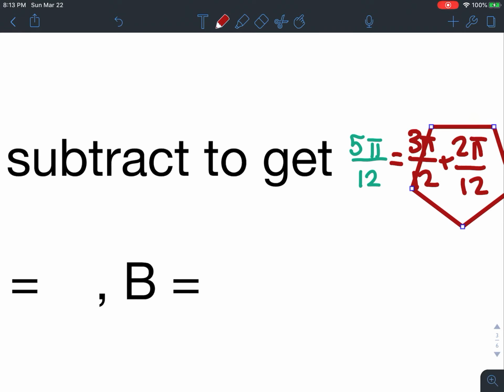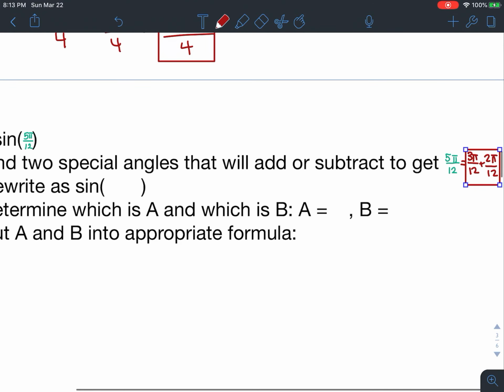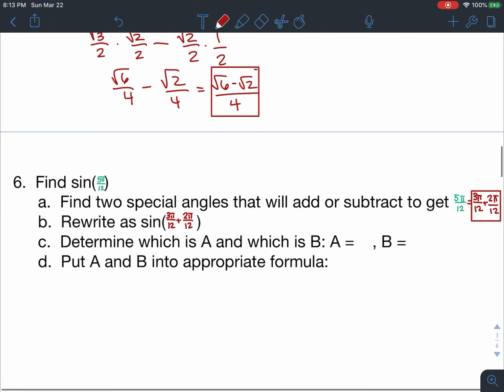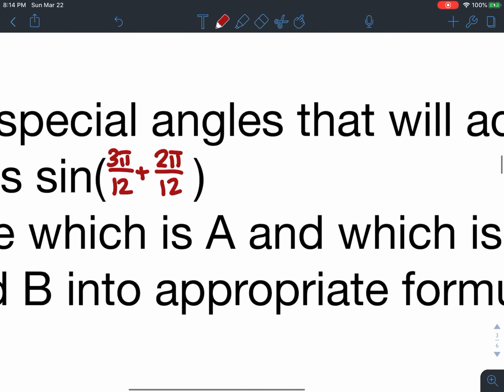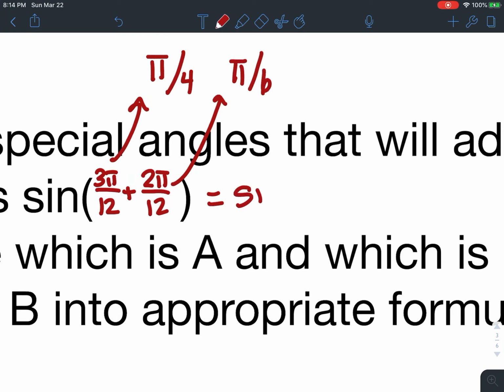So 3/12 plus 2/12 equals 5/12. So that's what we're going to pick for that one. Okay. So we're going to rewrite this as sine of 3 pi over 12 plus 2 pi over 12. Okay, we're not really going to do that. We're going to simplify these. I forgot. So 3 pi over 12 is pi over 4, and 2 pi over 12 is pi over 6. So those are actually the numbers I want to use in there, but that's okay. I'll just write them here.